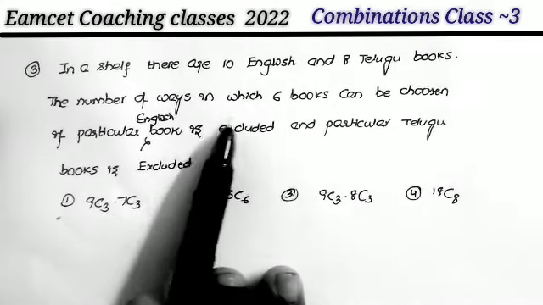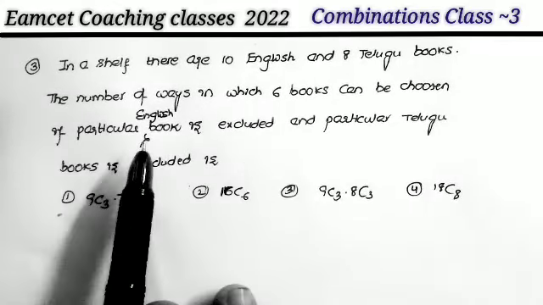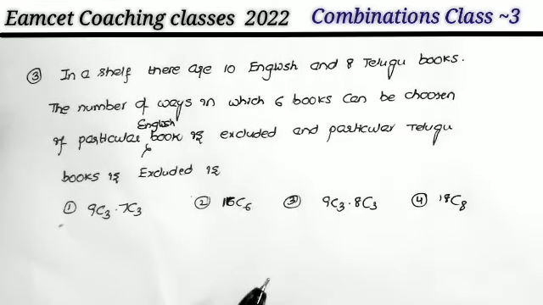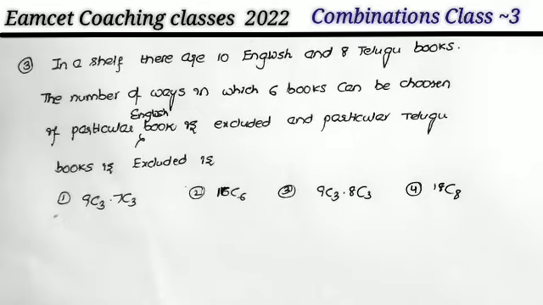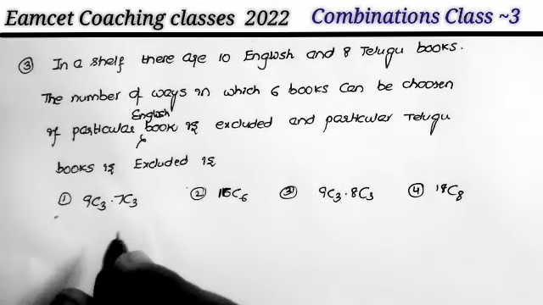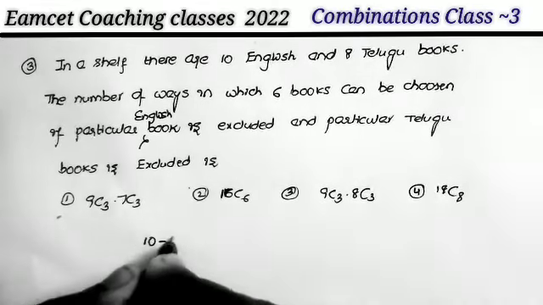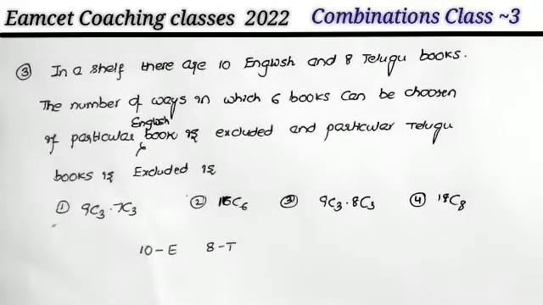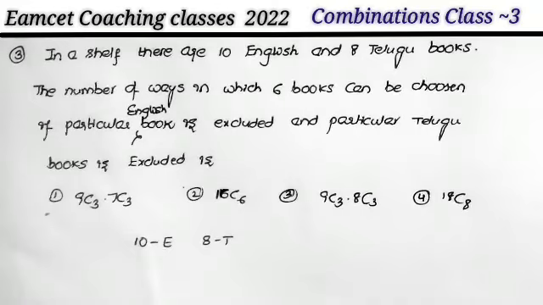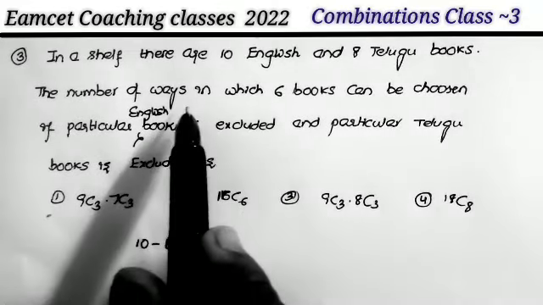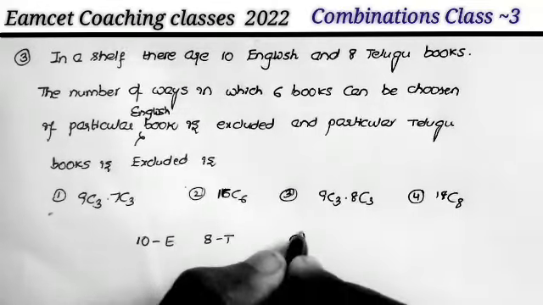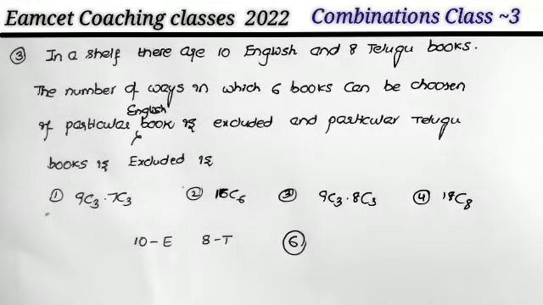The number of ways in which 6 books can be chosen if a particular English book is excluded and a particular Telugu book is excluded is. So what is given here? In a shelf there are 10 English and 8 Telugu books. That is, the total number of books is equal to 18 here: 10 English books and 8 Telugu books. What is the condition? The number of ways in which 6 books can be selected. We have to select only 6 books.